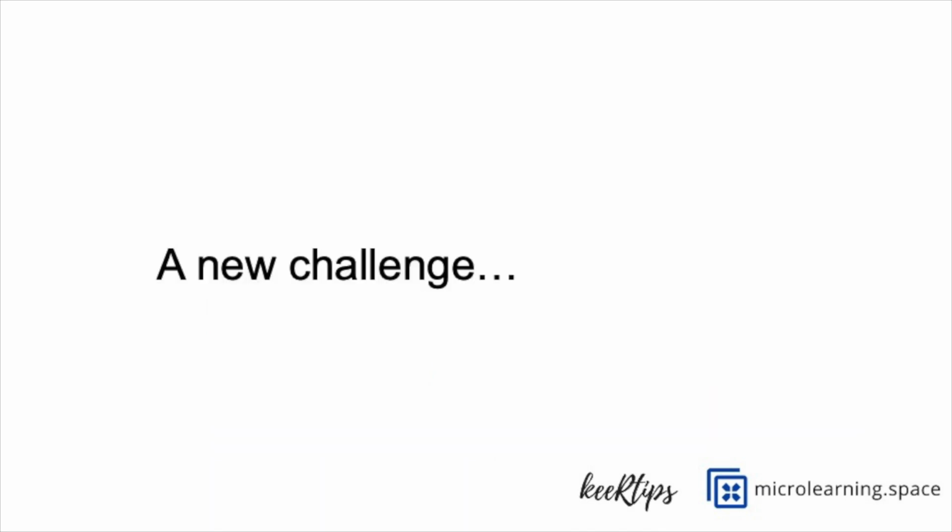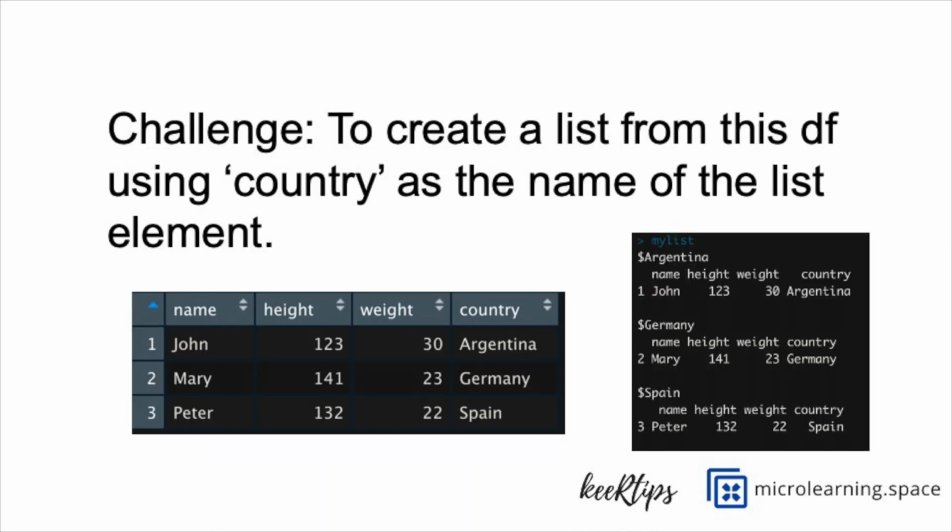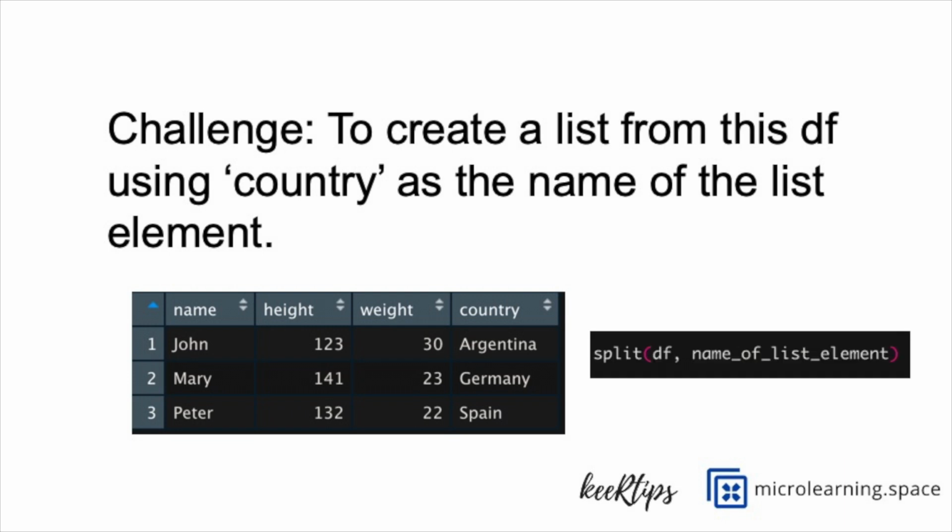Now, let's try a new challenge to fortify your understanding. The challenge is to create a list from this DF using country as the name of the list element. Remember, you just learned that you can use the split function to achieve this. Take a few moments to think how you can create a new list which uses country as the name of the list element using the split function. The solution is shown at the end of this video.